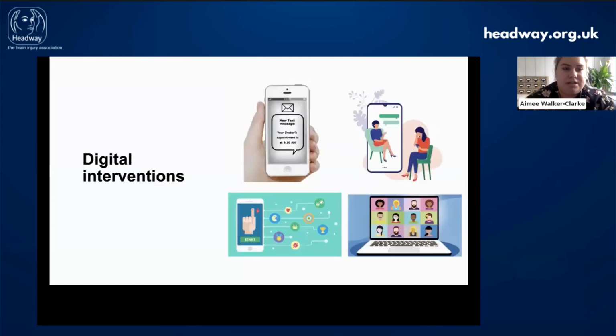And then moving on to digital intervention. Some of these we will have talked a little bit around already, but more to do with intervention provision, starting with text messaging.